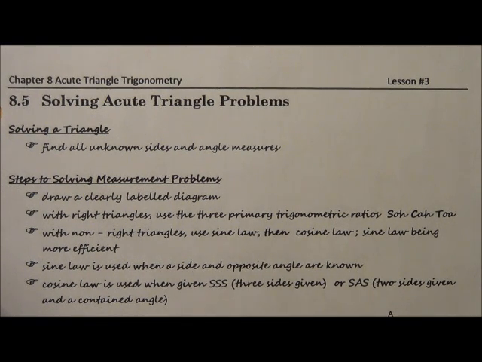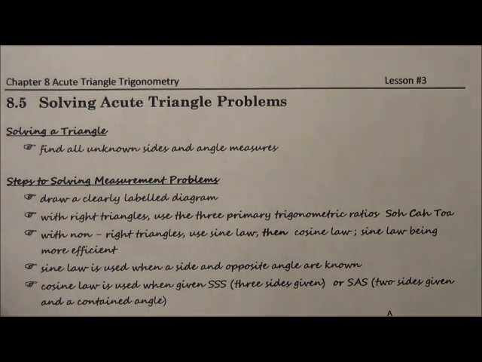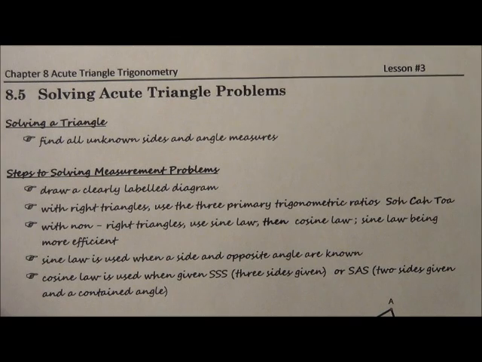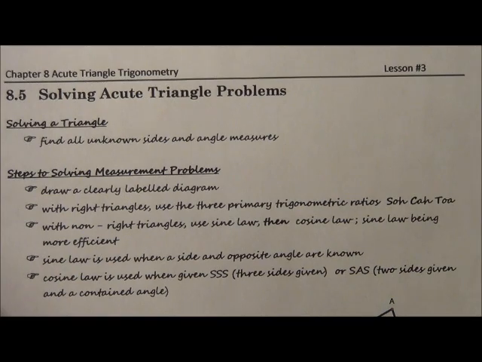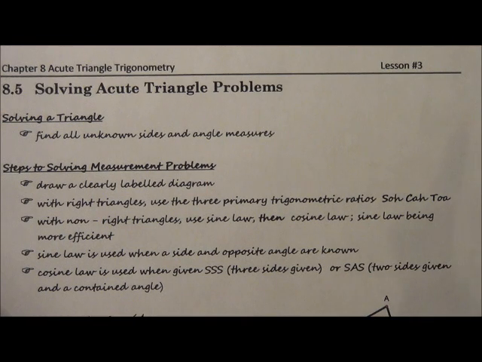First of all, if a description is given regarding a triangle and the diagram is not given, read the description very carefully and draw a diagram and clearly label it so that you can follow the different measurements of it and be able to visualize it, so that that'll help you solve it. If they're right triangles, then use the three primary trigonometric ratios, sine, cosine, or tangent, depending on which angles you need and which sides you're given.